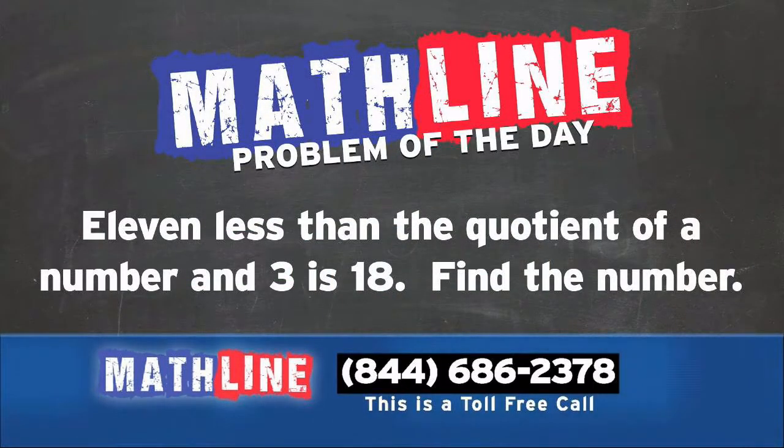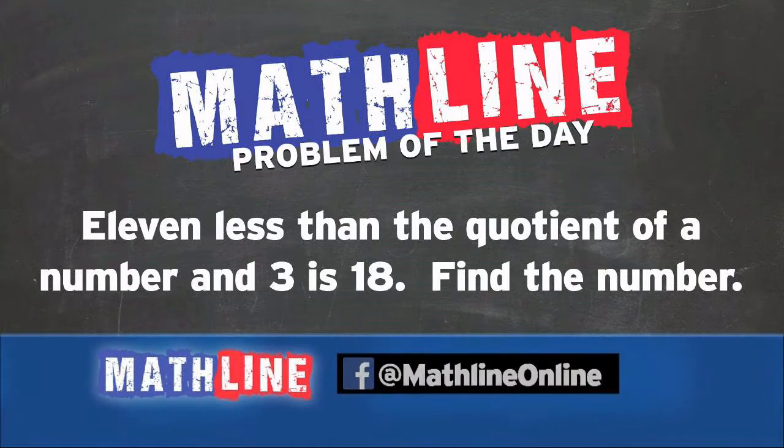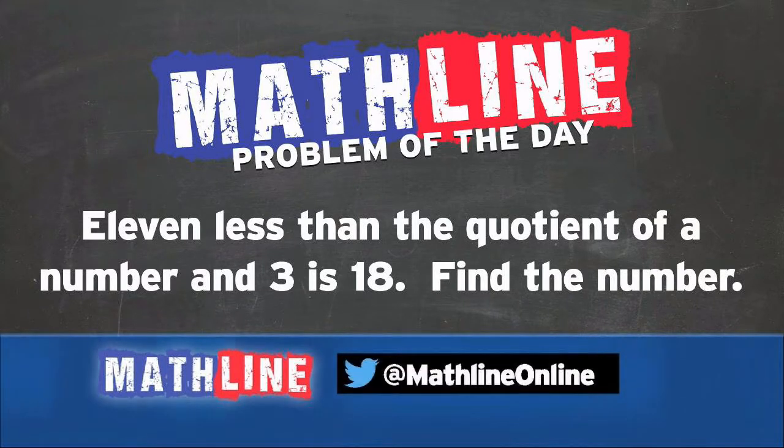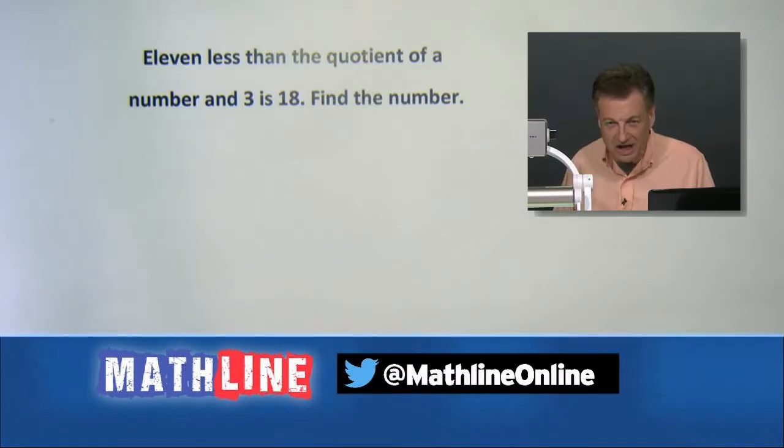Let's go to that crazy problem of the day. We have 11 less than the quotient of a number and 3. So we're talking about a number divided by 3, and that result is 18. We're going to look for the number. Once again, 11 less than the quotient of a number and 3 is 18. So let's see what's going on here.